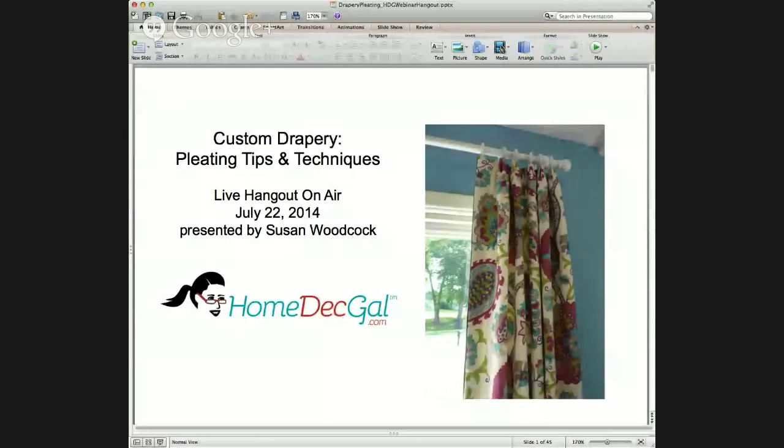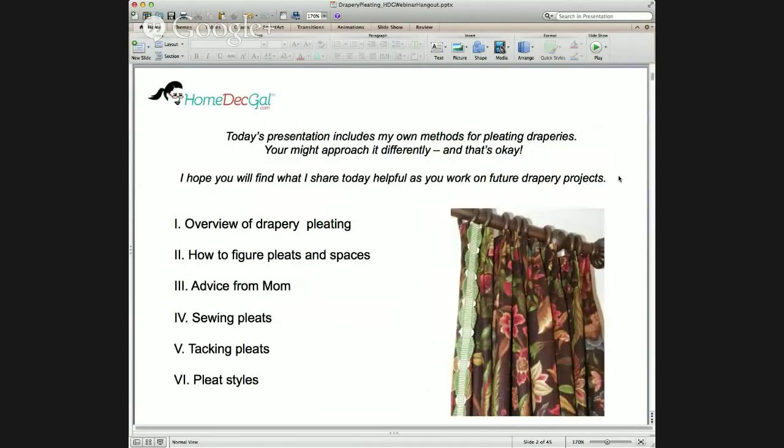tack pleats. I have a slide presentation that I'm going to share today, so let me get that up on the screen. And there's our slide presentation. The title of our hangout today is Custom Drapery, Pleating, Tips, and Techniques. And this presentation includes my own methods for pleating draperies.